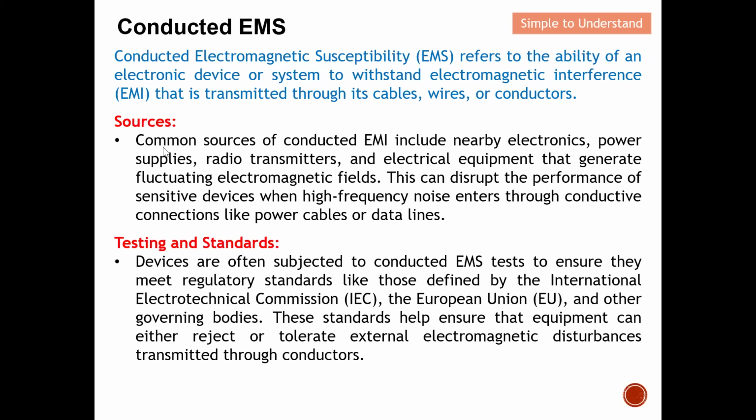Where will be the source? Common sources of conductor EMI include nearby electronics, power supplies, radio transmitters, and electrical equipment that generate these kinds of fluctuating electromagnetic fields. This can disrupt the performance of sensitive devices when high frequency noise enters through conductive connections like power cables or data lines.